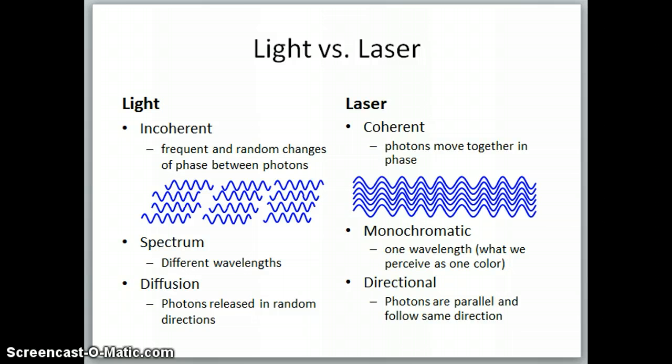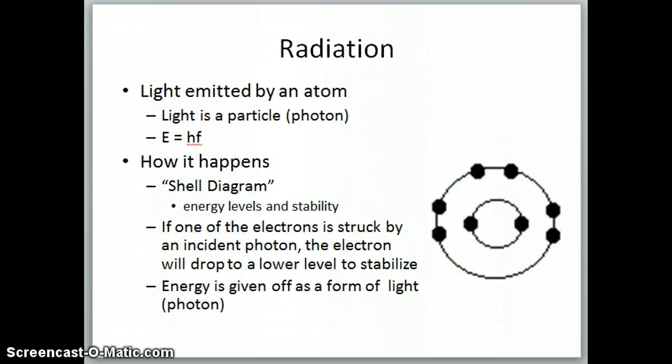A laser is different. The photons in a laser move together in phase, as you can see in this picture here. And lasers are also monochromatic, which means there's only one wavelength. That's something that we perceive as only one color, so you have a green laser or a red laser. And it's also directional, so the photons are parallel and they follow the same direction. A light beam gets wider and dimmer the farther you are, and a laser beam is more of a sharp focused point of light.